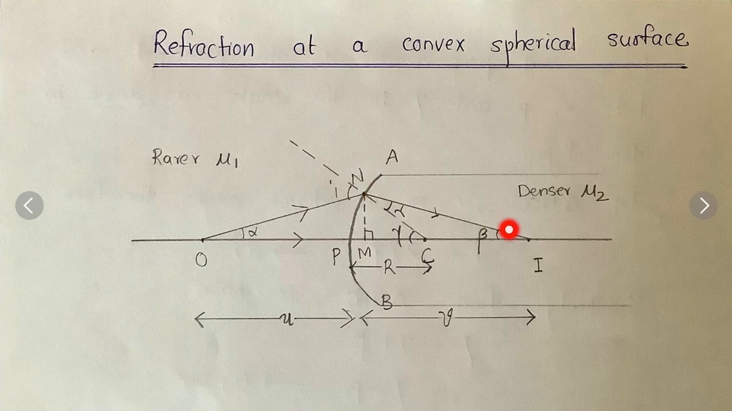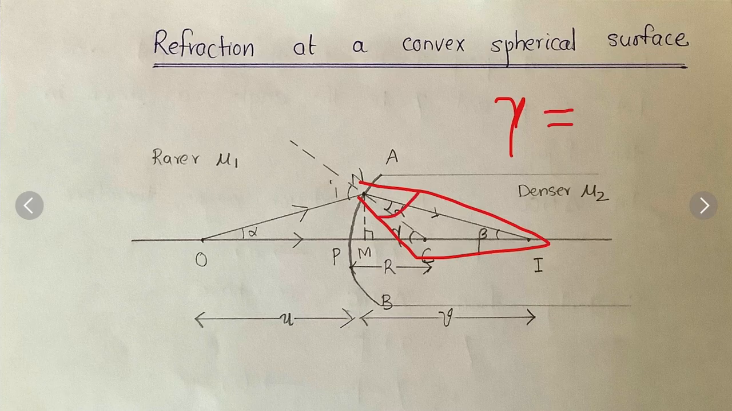NIC. This is the triangle. So in this triangle NIC, gamma becomes the exterior angle. Then the opposite interior angles are R and beta.